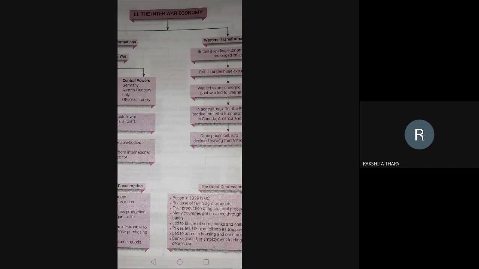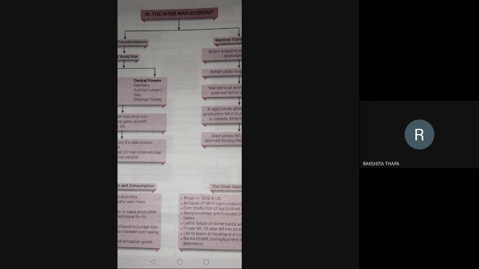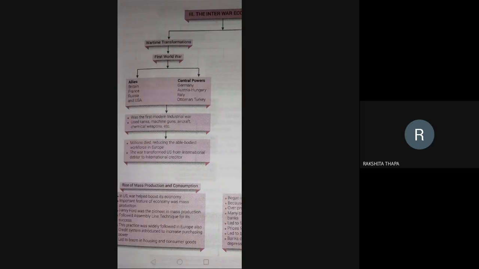Next is the interwar economy. When you talk about the interwar economy, two things come in. Wartime transformation, again a wartime transformation. So under the first thing, we shall study about the First World War.